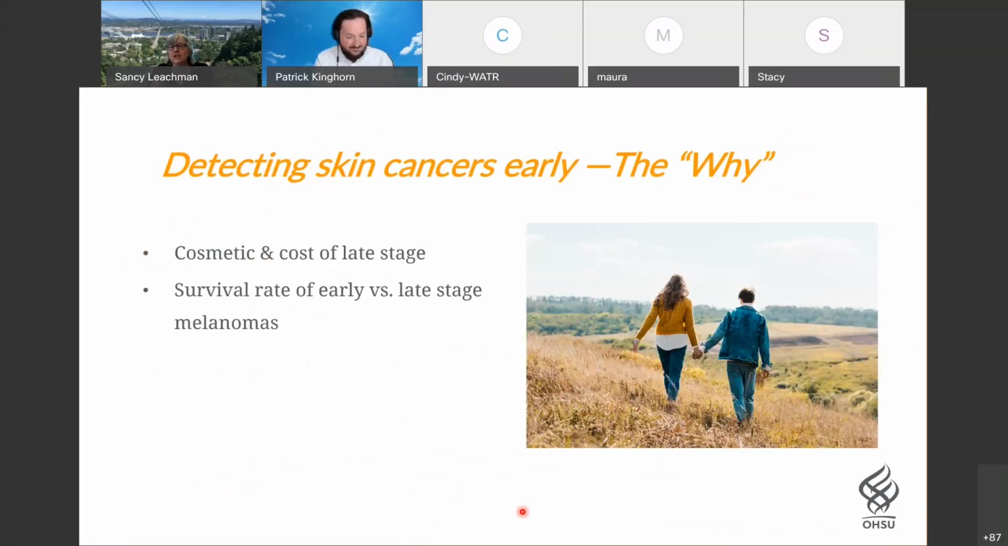So what about catching things early? That's the other side of the coin. Even if you aren't able to protect, if you're in one of those families and you get melanoma anyway, you can still catch it early enough so that it doesn't get you, right?